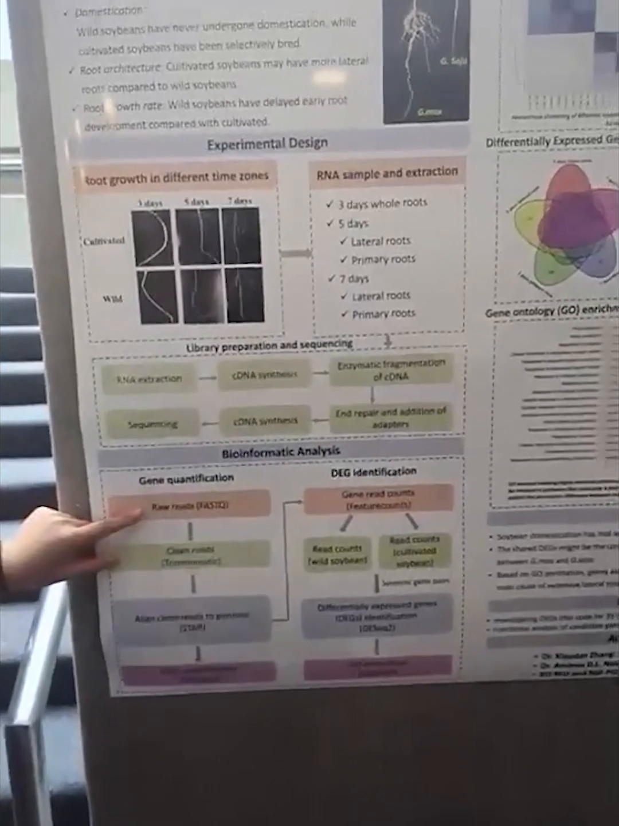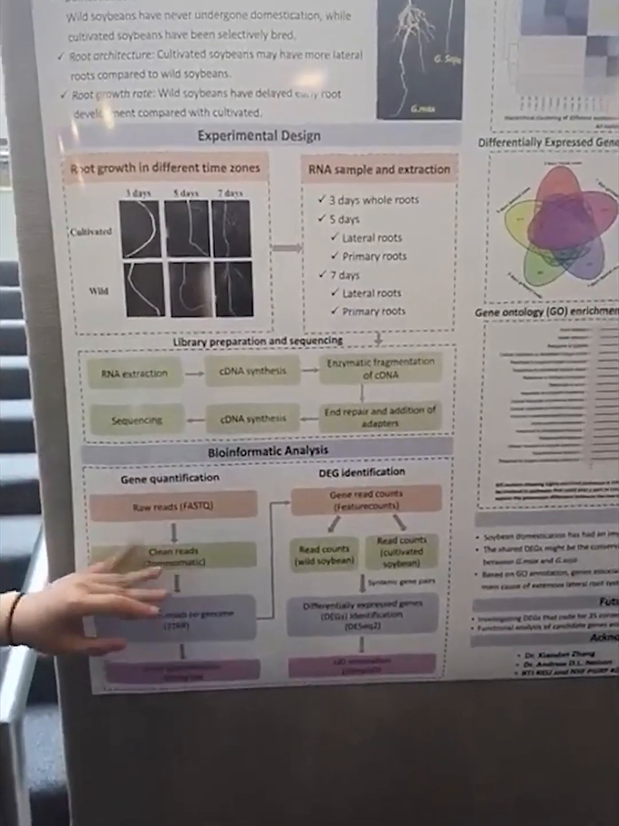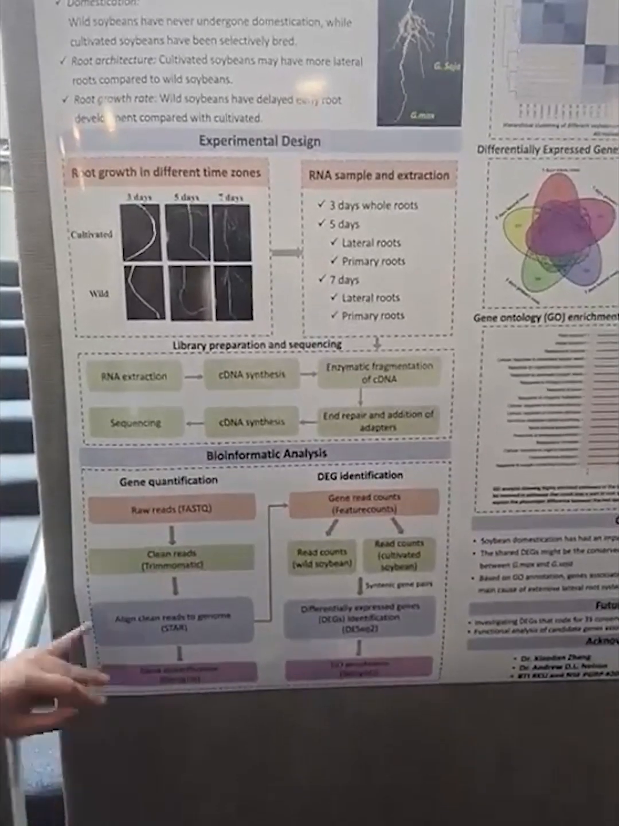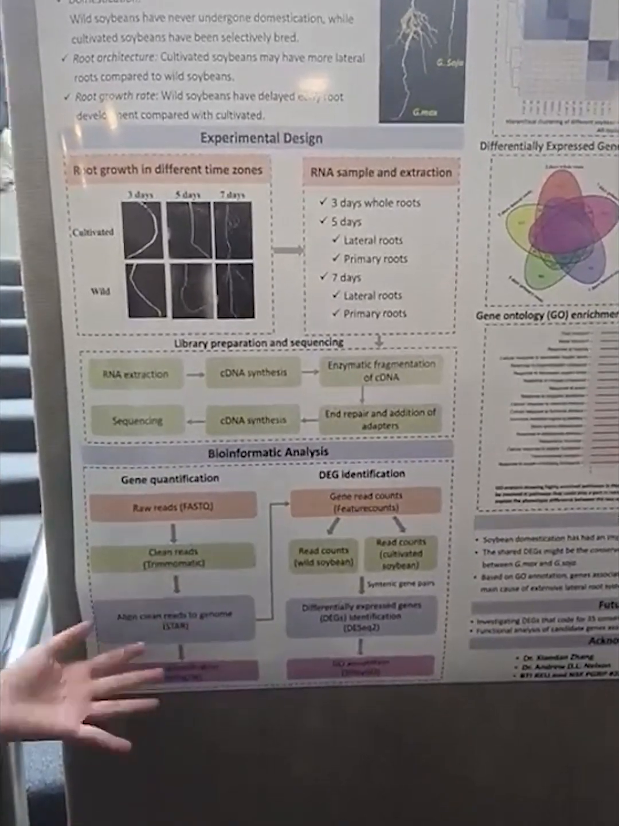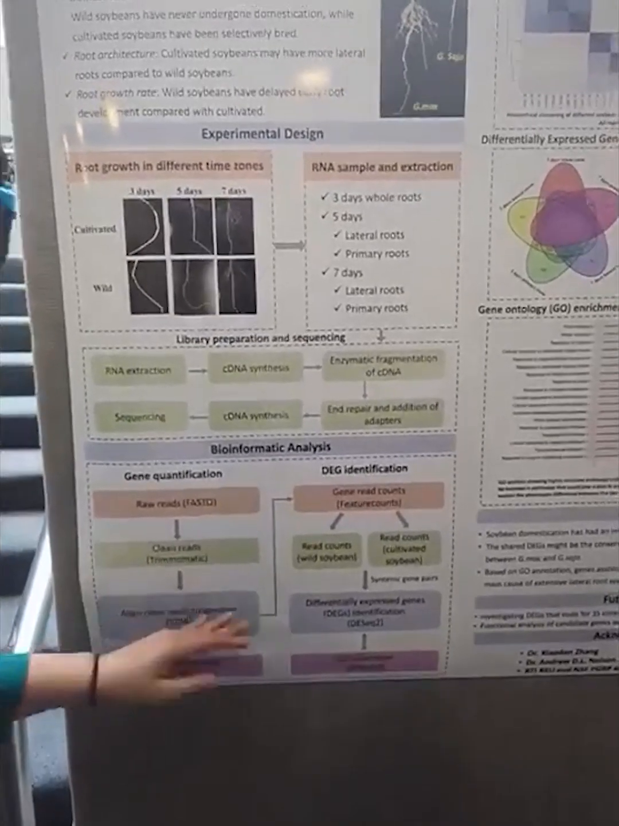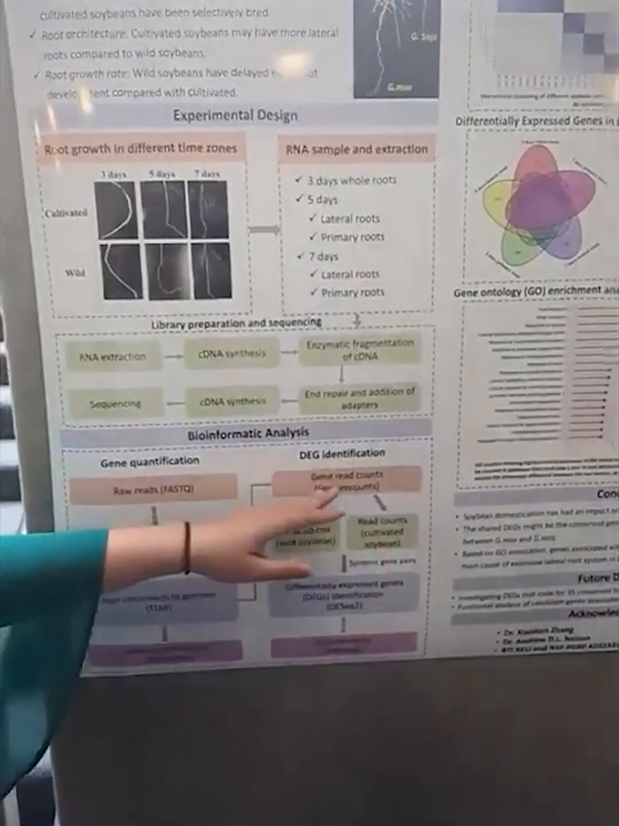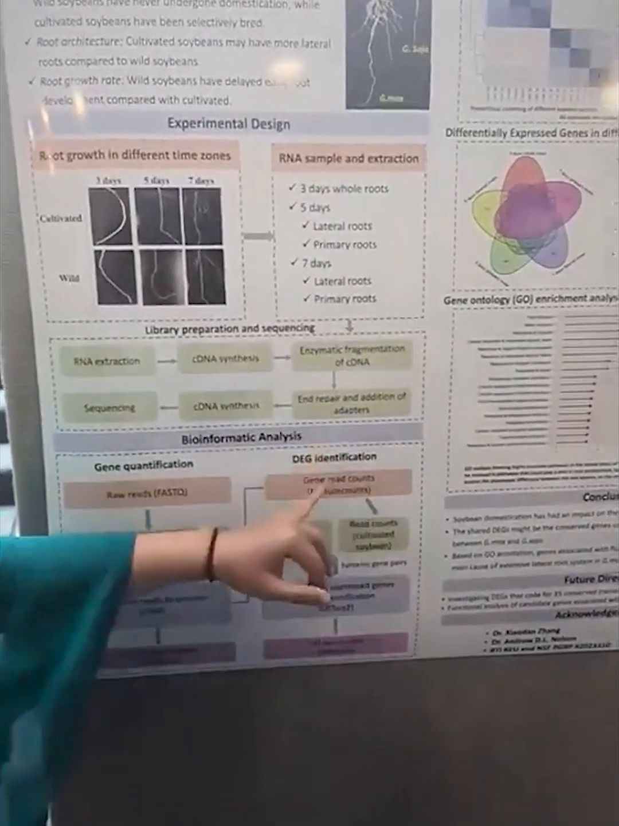So I checked the raw reads for quality using FastQC. I cleaned all the adapters off of them. And then I aligned the clean reads to the genome using a program called HiSat2, which gave us this BAM file that we can use in the next program called FeatureCounts, which counts the amount of genes in each replicate.